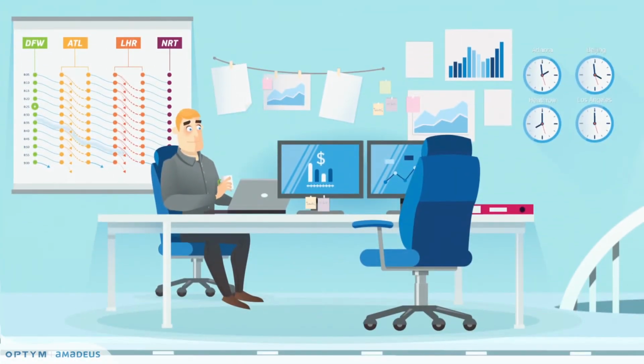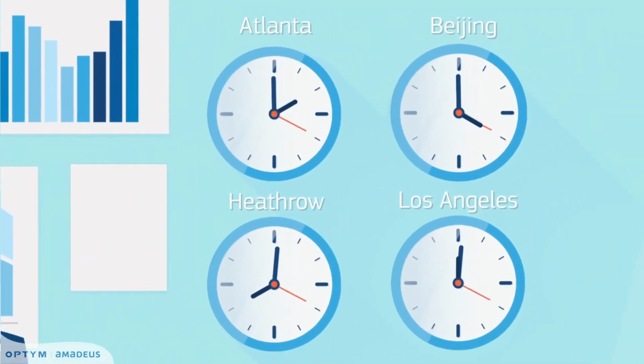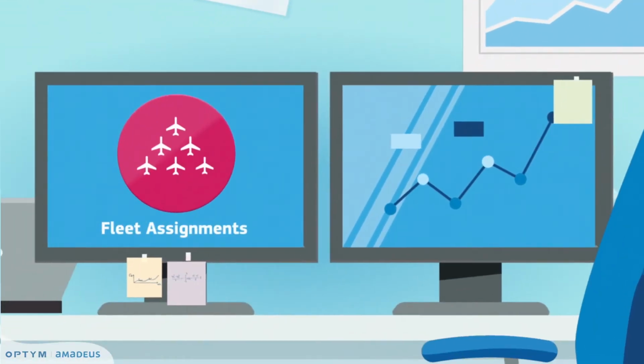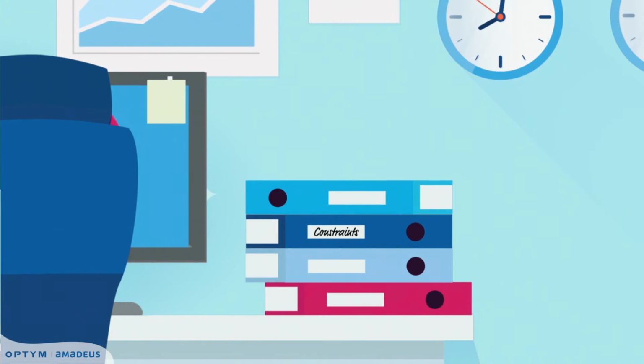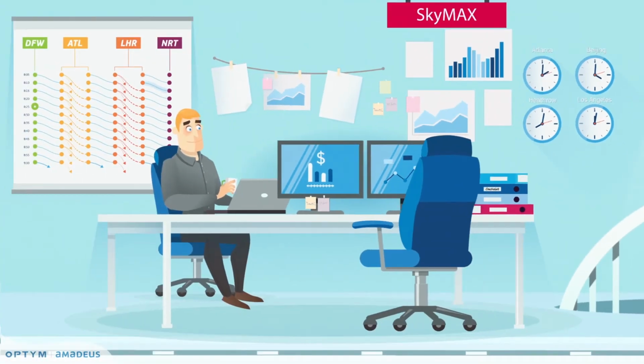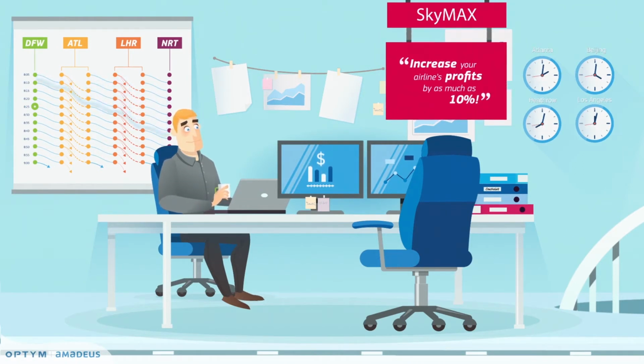Having the right frequency plan is just the first step on the road to the perfect schedule. Pass this blueprint to SkyMax to turn this base plan into a fully optimized schedule by identifying the best flight times, fleet assignments, and aircraft rotations, while also considering your constraints. Building schedules from scratch allows SkyMax's engine to unlock the full potential of your schedule and can increase your airline's profits by as much as 10%.